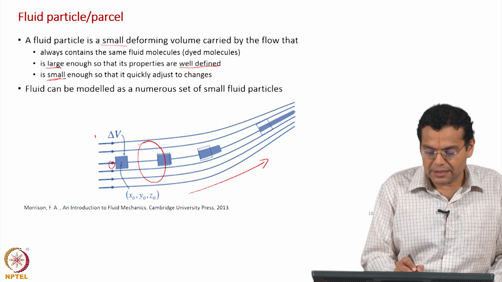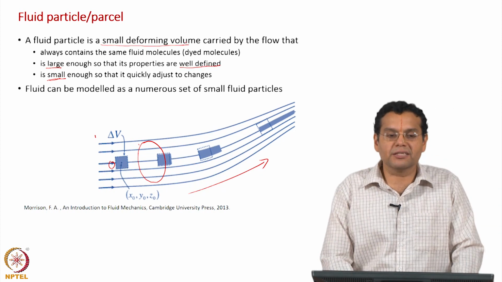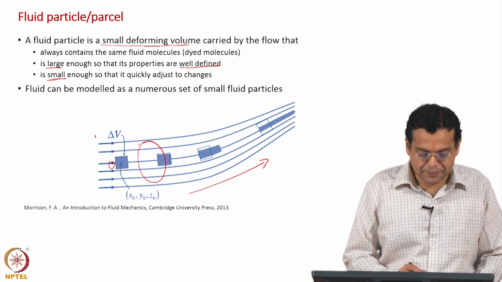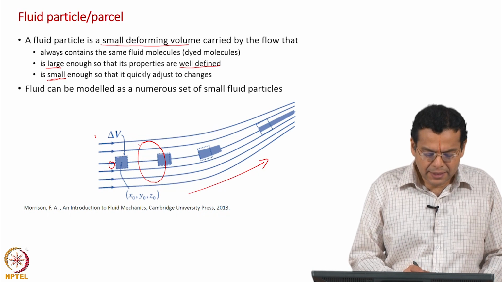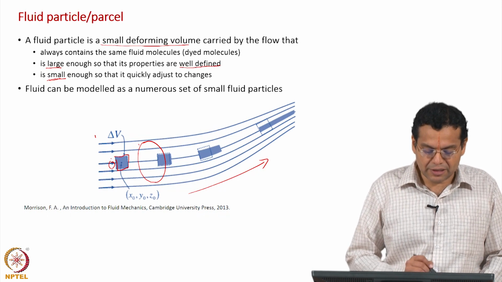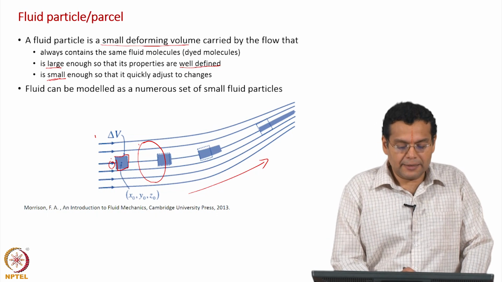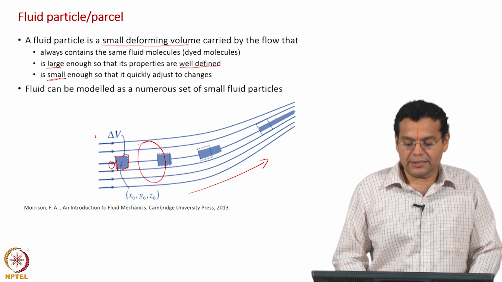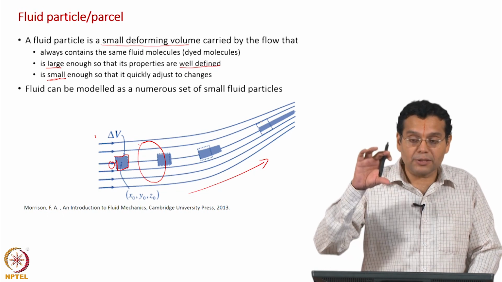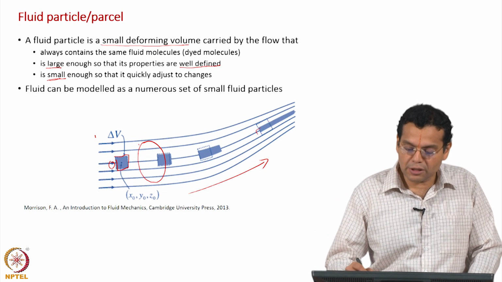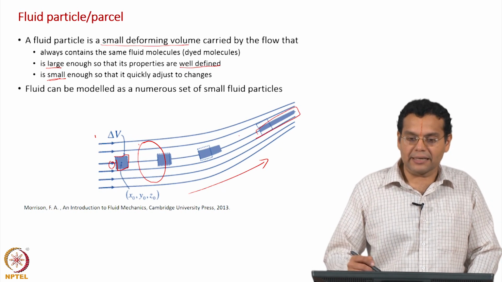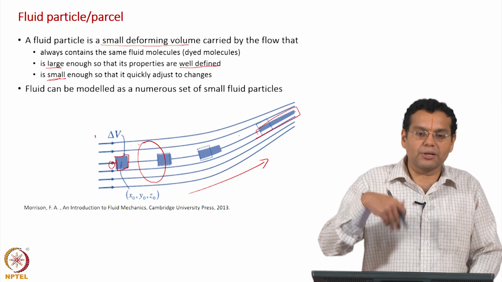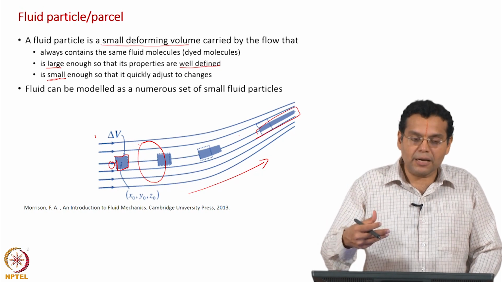Now, there is one characteristic which I have not discussed, that is, a small deforming volume. We have discussed what small volume is; what do we mean by deforming volume? That is what is shown here. This is the group of molecules which were initially dyed, and as it flows through the channel, the cross section reduces, and whatever happens to the flow also happens to the fluid particle. It has gotten elongated, the height has decreased, and the length has increased.